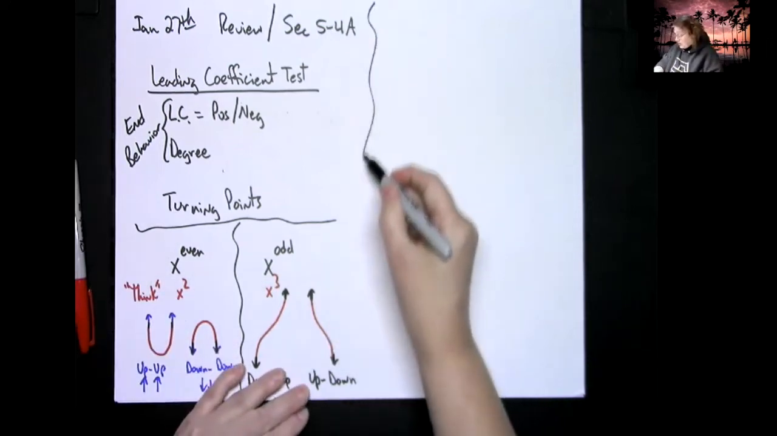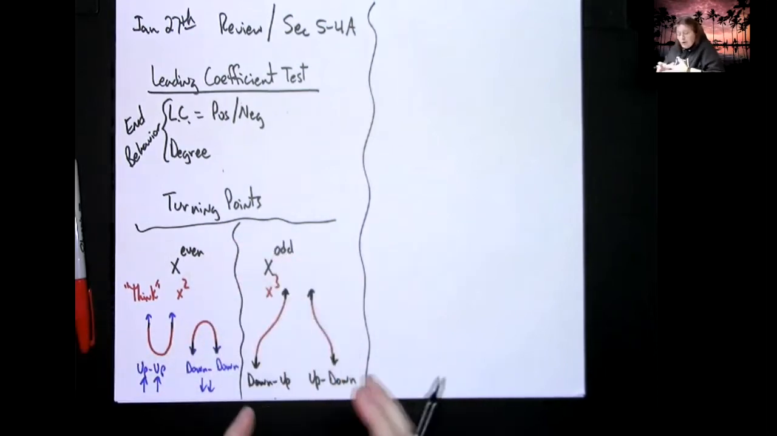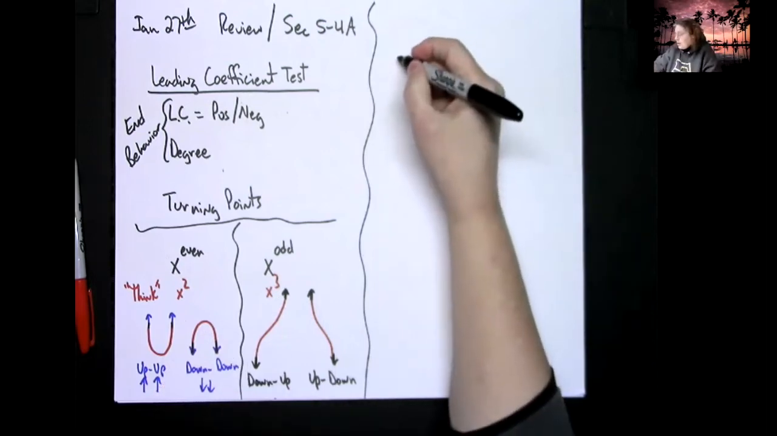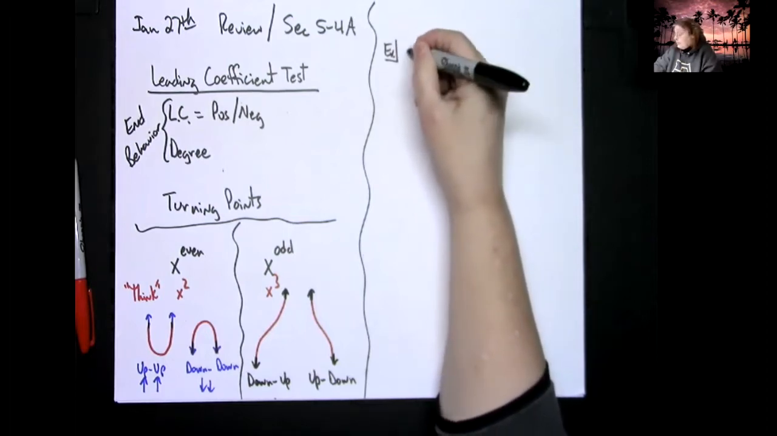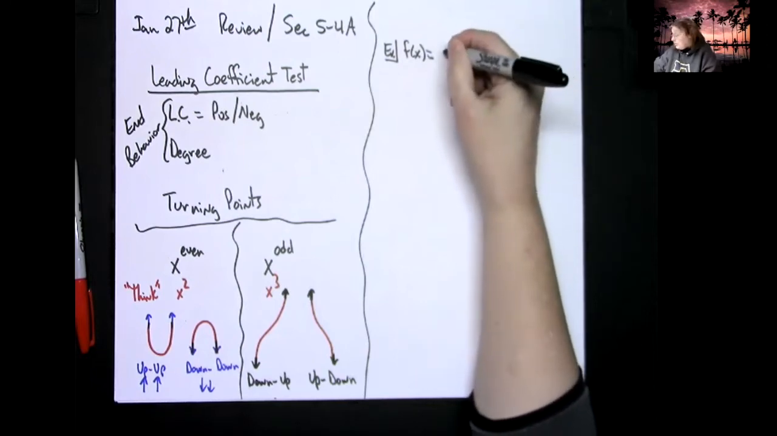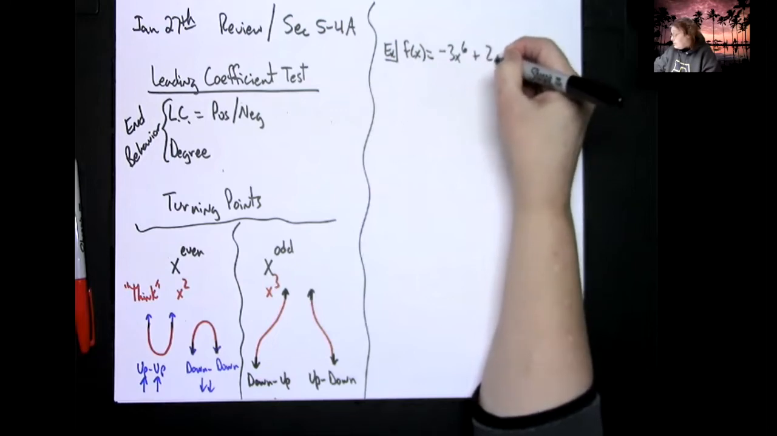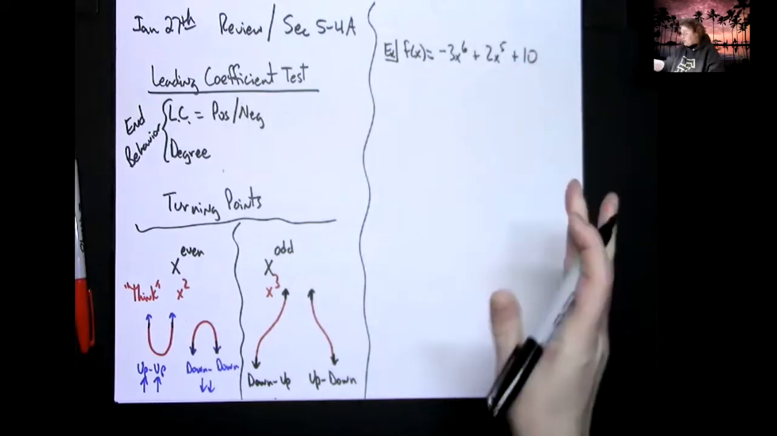Honestly, to be able to do this, you kind of have to have all this memorized and be able to put it all into place at the same time. So let's say I had, it can be f of x, it can be y equals, it doesn't matter how I write my function here. Let's go with a negative 3x to the 6th, and then minus 2x to the 5th, and then plus 10. Let's just say that's it.